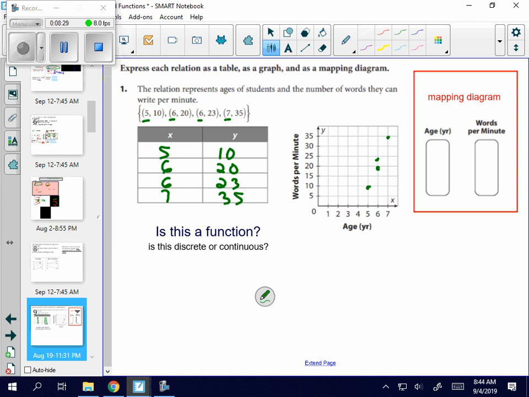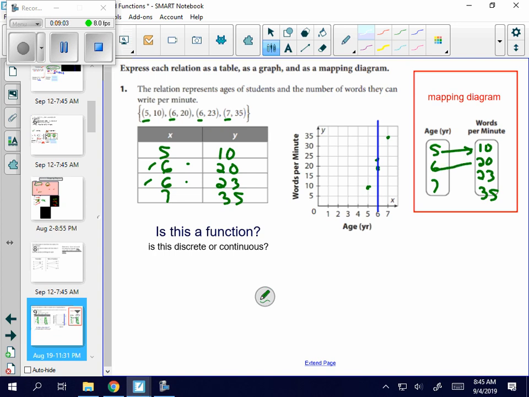Do notice, remember how my 6's are repeating and this isn't a function? Also notice we do fail the vertical line test. My vertical line touches twice. And now let's make that a mapping diagram. So I will write the 5, 6, and 7. I did not repeat my 2 6's. And then my 10, 20, 23, and 35. And now we can point.